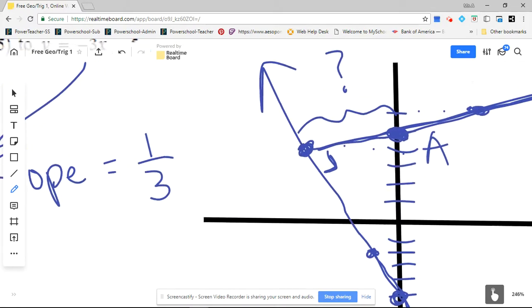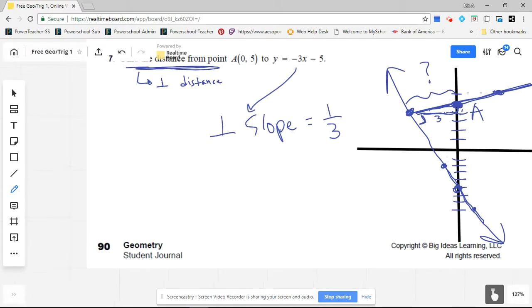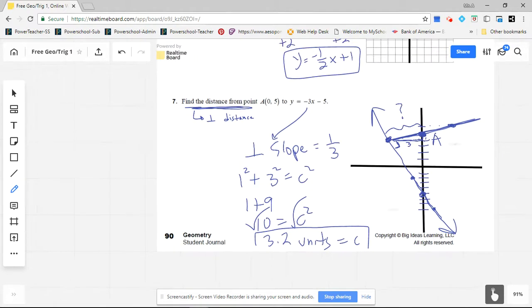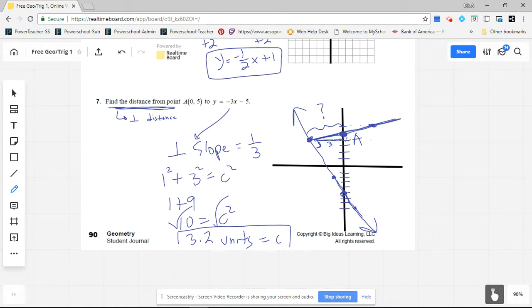And the cool thing is, we know how to find distances on a graph. You can just make your little right triangle, which is over 3 and up 1, and then you can just do your Pythagorean theorem. 1 squared plus 3 squared equals c squared. 1 plus 9 is 10. And when you square root it, you get 3.2 units equals c. So it's approximately 3.2 units from A to the line. That's when you measure it at a perpendicular distance, at a distance that makes a right angle to the line. That's the distance you've got to measure if you want to find out how far a point is away from a line.